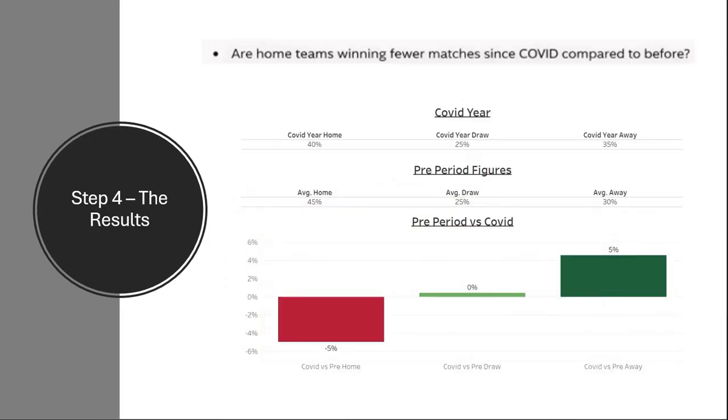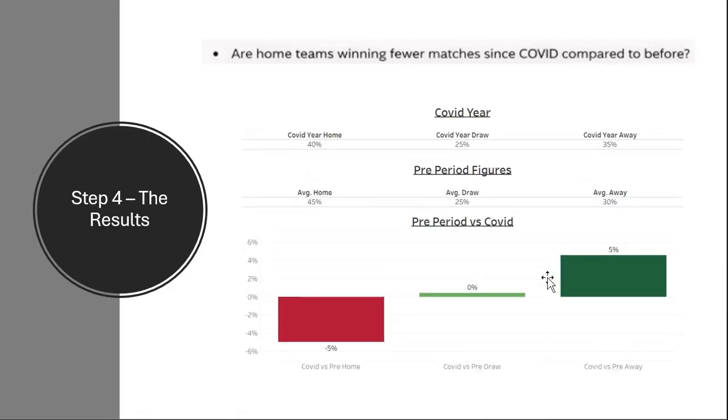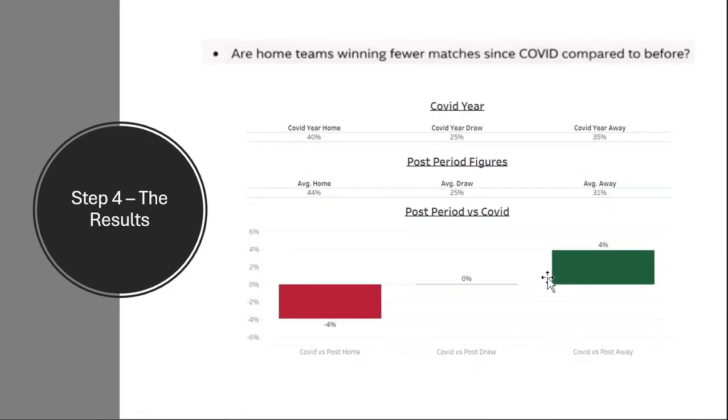We can also see, if we compare these, since COVID compared to before, our COVID year versus pre-period was a 5% difference, whereas our COVID year versus our post-period is a 4% difference. You can see clearly our pre and post-period aren't too different, but clearly that COVID season was a very vast difference to what we'd expected before and what we expect since.